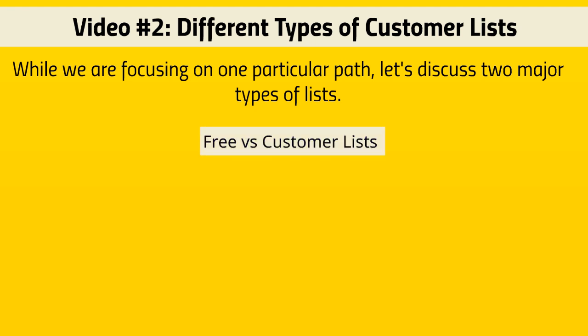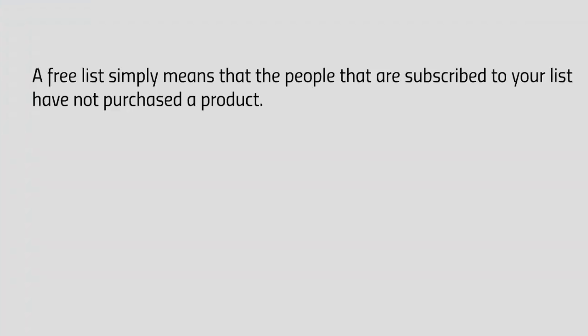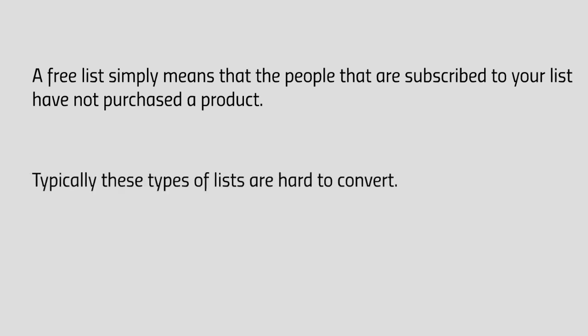So the 2 major ones are the free list versus the customer list. So a free list, let me explain the differences. A free list simply means that the people that are subscribed to your list have not purchased a product. So if you kind of imagine you get onto a landing page or a squeeze page and they're asking for your name and your email and that's it. You're not buying anything. That is basically what a free list is.